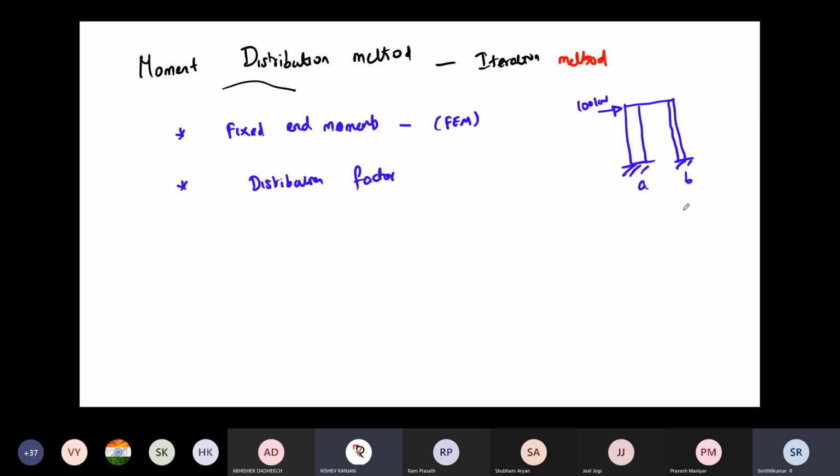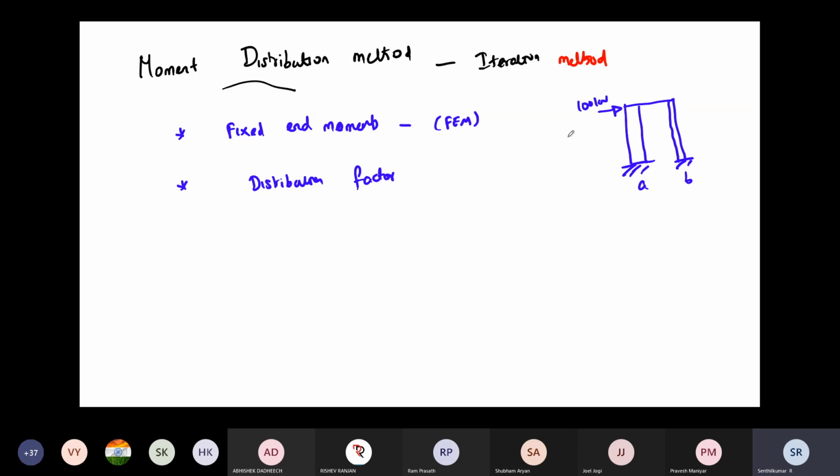Now the thing is, one person can take a heavy load; he has that much stiffness and can carry it. Another one does not have that much capacity to carry, so maybe less stiffness is there. Now tell me, who will carry the maximum load? The bigger one will try to attract more, the one who has the stiffness.